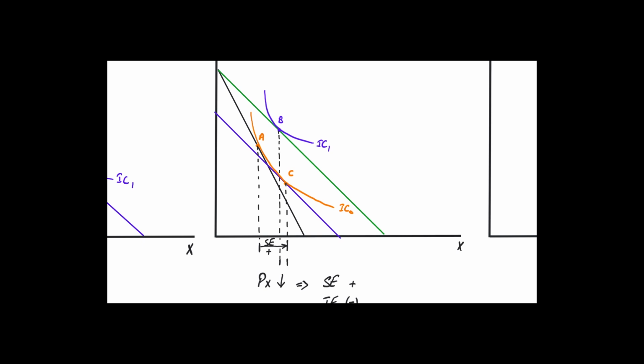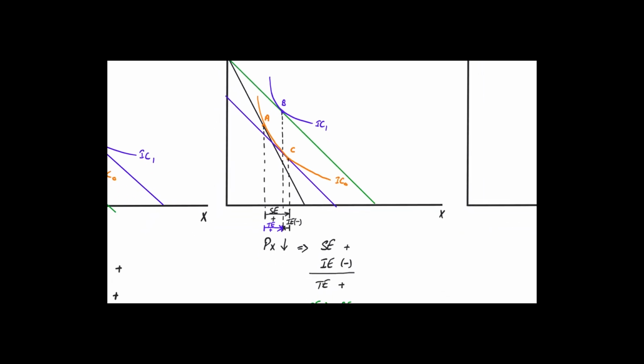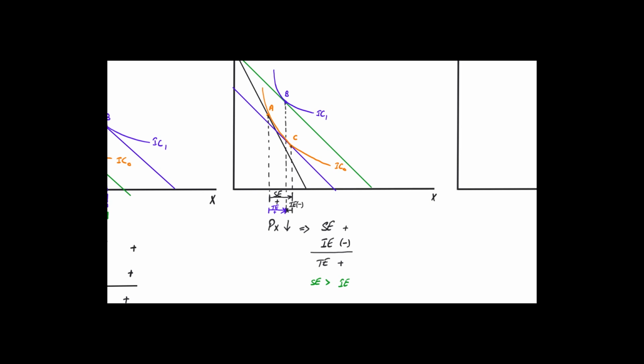So A to C we said is the substitution effect. C to B right here is the income effect, which is negative because it's going in the opposite direction. And your total effect, because the substitution effect is greater, we can see from A to B, our total effect is positive in this case. As the summary suggests, when the price goes down, overall total effect will be positive. It's right here from A to B.